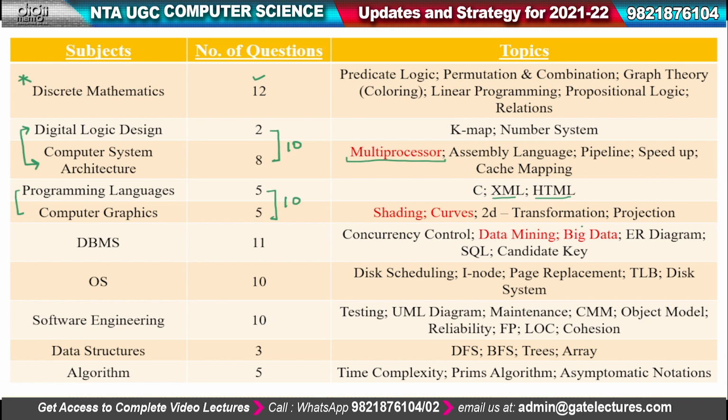Then we had projection. Projection is also another very important topic from computer graphics. So the two new topics that nobody expected were shading and curves. Okay, then we have DBMS. 11 questions from DBMS alone. Concurrency control, easy, everybody must have studied it.